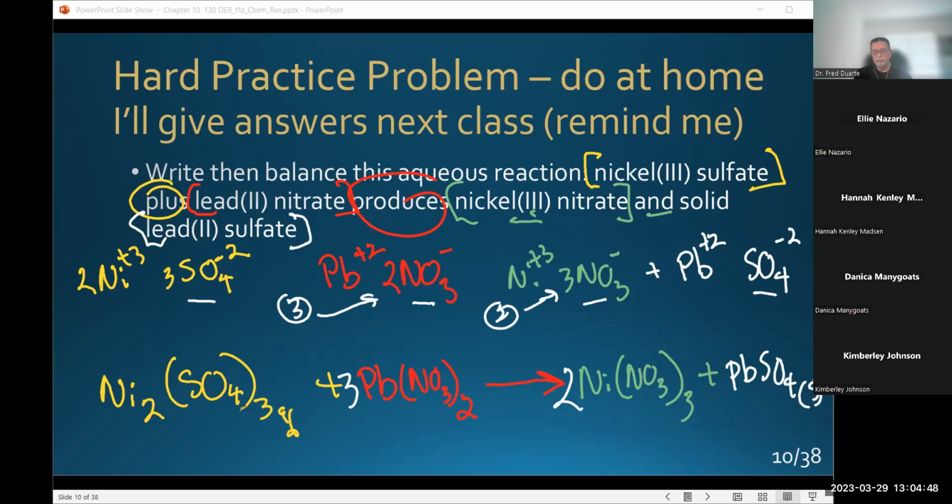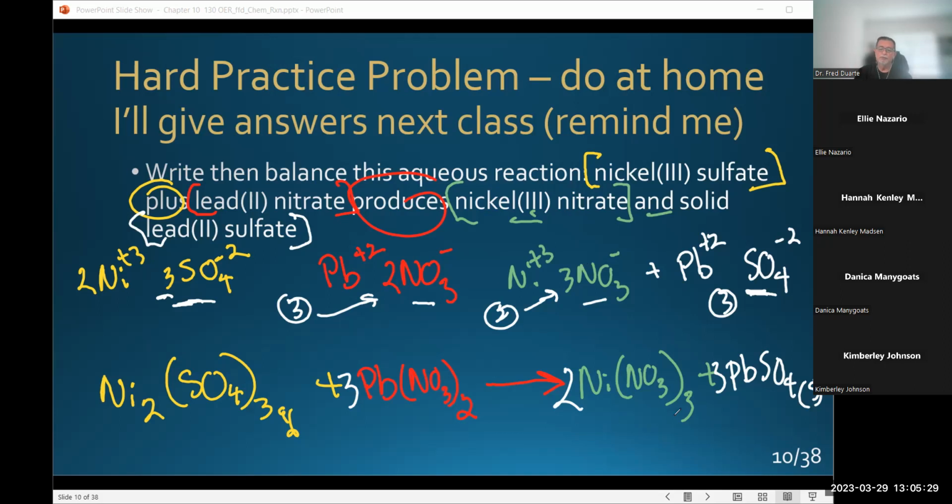Okay. We had 3 sulfates on the reactant side, but only 1 on the product side. So what if I put a 3 in front of lead sulfate? Now my sulfates are balanced. I got 3 sulfates on the left, 3 on the right. I got 6 nitrates on the left, 6 on the right. So the polyatomic ions are themselves balanced out if we treat them as a whole, instead of having to count every sulfur, every oxygen. Just treat them as a unit, okay?